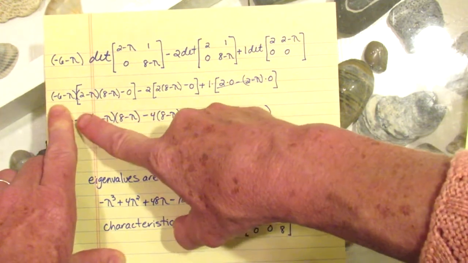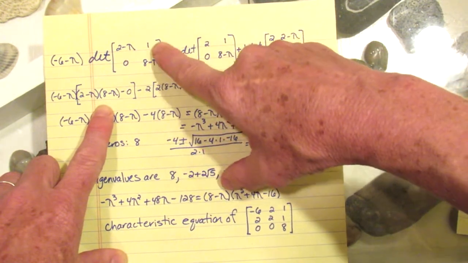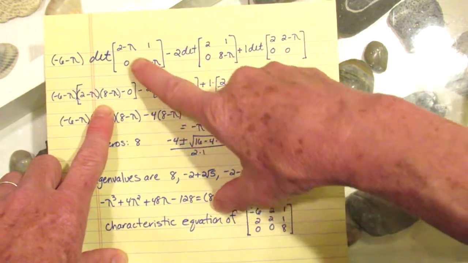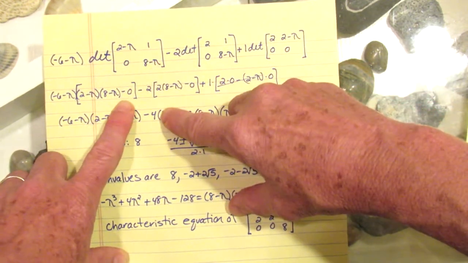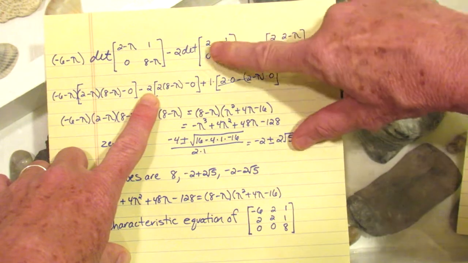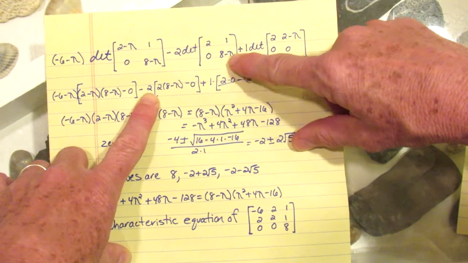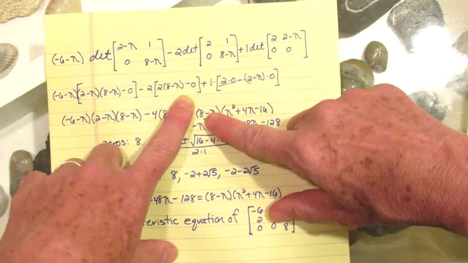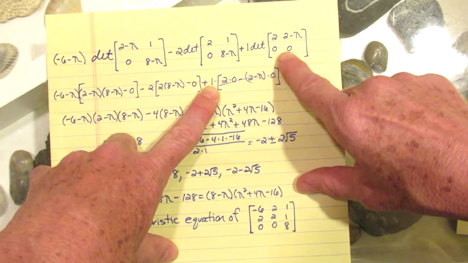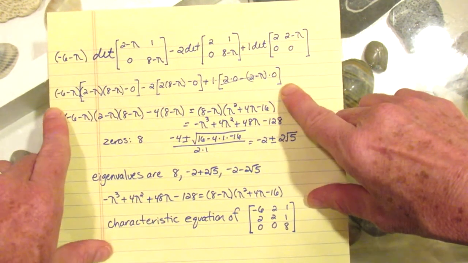And that will give us negative 6 minus lambda. I'm multiplying these two together, and then I subtract these two multiplied together. That's how you find the determinant of a 2 by 2. So these two get multiplied, and then I subtract 1 times 0. Then I have minus 2, and then I multiply this diagonal, 2 times 8 minus lambda, and then I subtract 1 times 0, and then I add 1, and I multiply this diagonal, 2 times 0, and I subtract 2 minus lambda times 0. So I get this calculation.